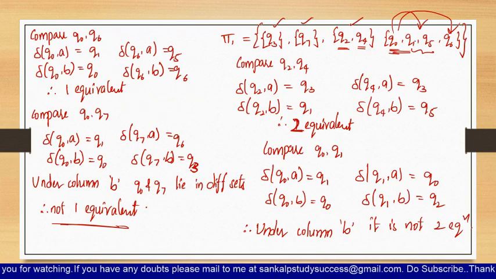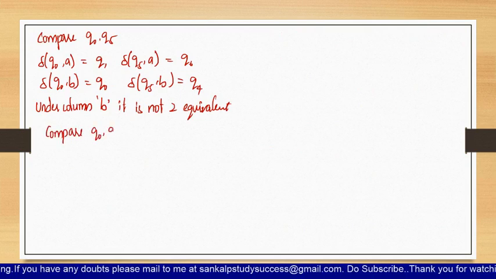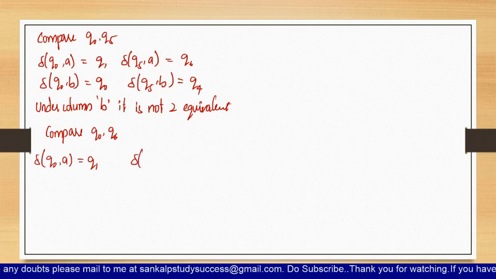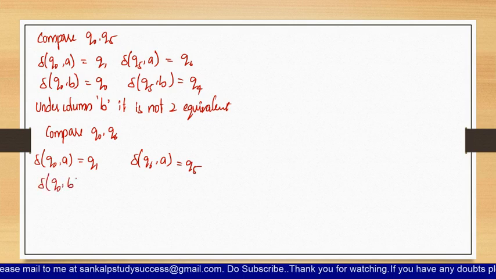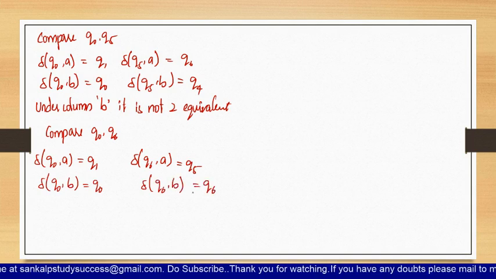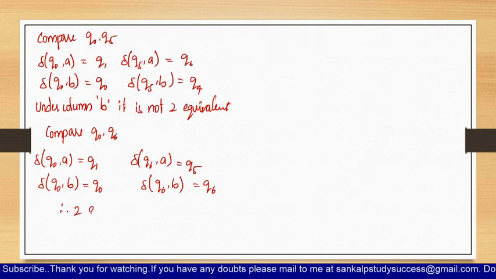So now we are going to compare Q0 with Q6. Transition function of Q0 comma A will become Q1 and transition function of Q6 comma A will become Q5. And transition function of Q0 comma B will become Q0 and transition function of Q6 comma B will become Q6. In this way we are going to take the values. Now let us see whether they belong to the same set or to another set. Here Q1 and Q5 belong to the same set, so there is no problem, and Q0 and Q6 also belong to the same set, so therefore they are 2 equivalent.